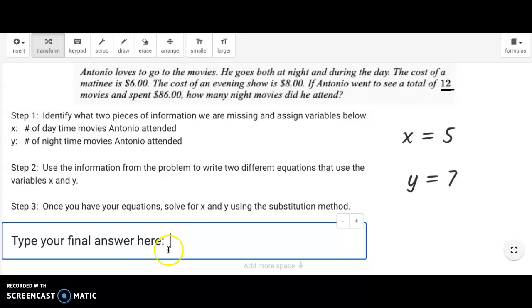So for your final answer, this is a text box you can just type right into. And then just answer the question. So Antonio saw 7 nighttime movies.